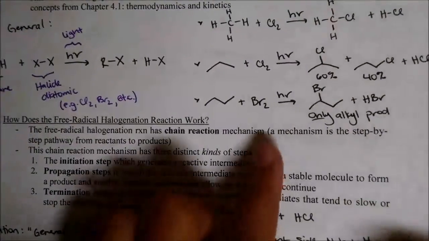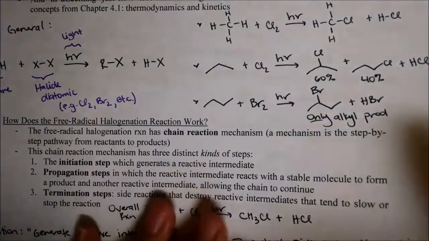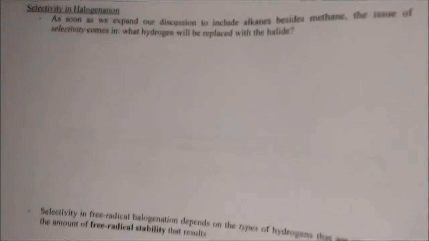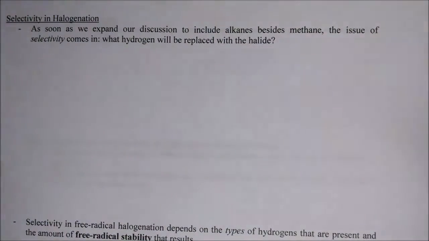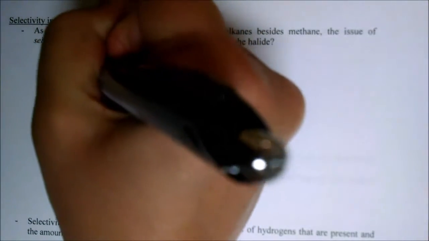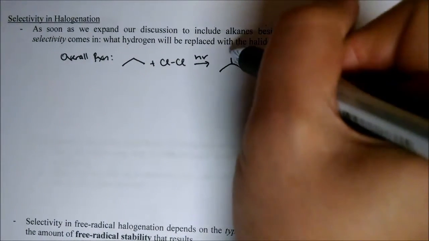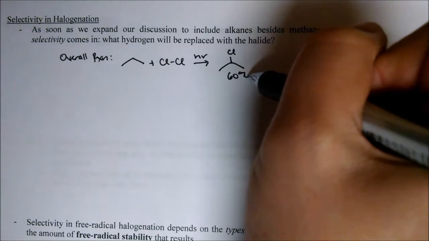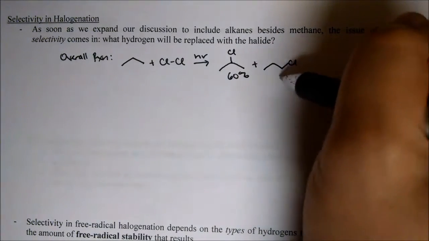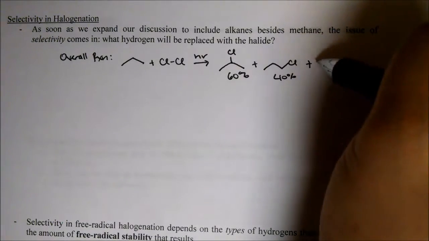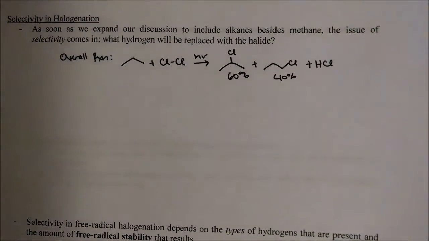All right, so recall again on that first page how we had that example with 2 different products. So the bottom line is that as soon as we move past methane, because methane just has 4 H's on it, as soon as we move past methane, we have an issue of selectivity. So I'm going to redraw that reaction we just had there. Overall reaction. So when I have propane with Cl2, throw it in with some light, we get 2 products. We get this product in 60%, and we get this product in 40%. And of course, we make some HCl. Okay? So it's this issue of selectivity.